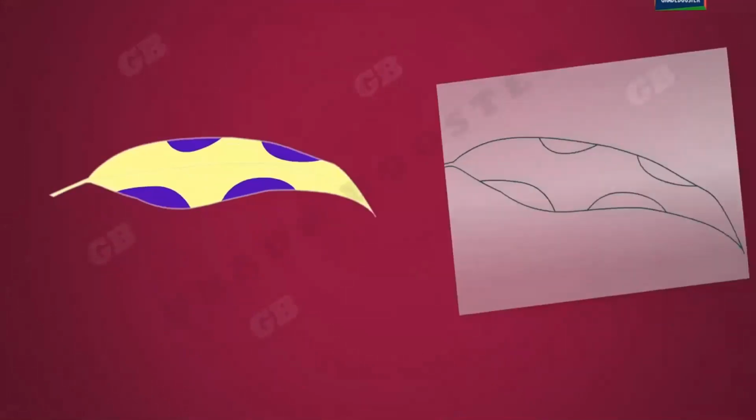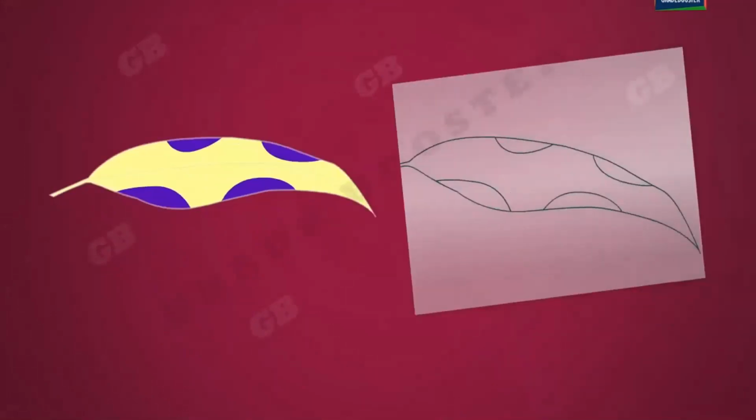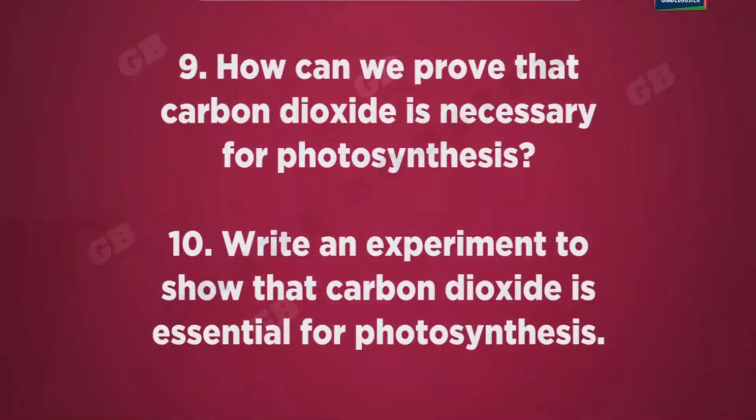observe it. As you can see here, some portions of the leaf acquire a bluish black color, which is due to the presence of starch. So this activity shows that starch is produced only in those parts of the leaf which contain chloroplast. So hence this activity proved it.